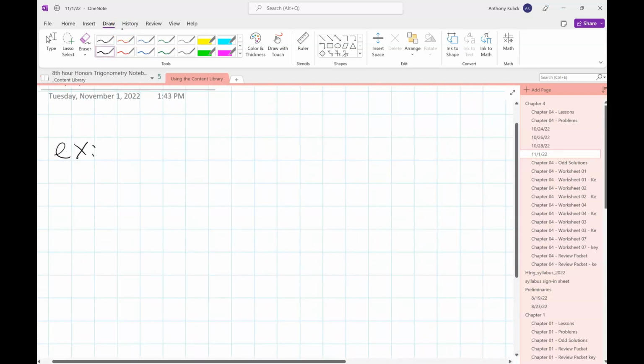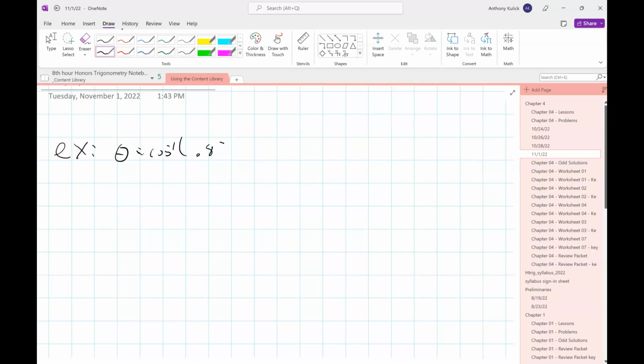So for example, if we have theta equals cosine inverse of 0.87, and say theta's between 0 and pi, we'll just keep it simple here. So this has to be quadrants 1 or 2, right? This has to be quadrants 1 or 4. So I know that this has to be then in quadrant 1, right?